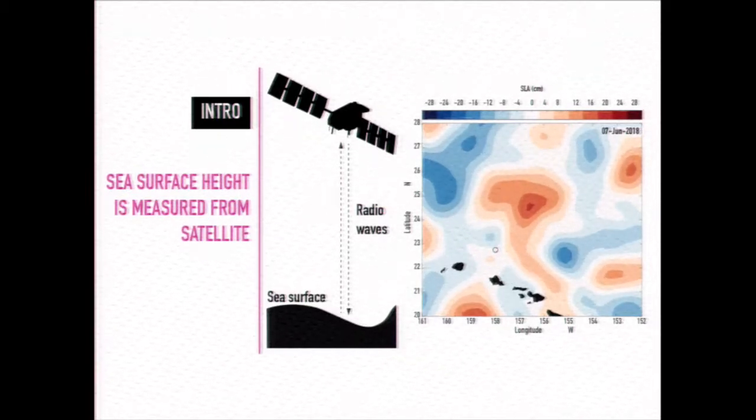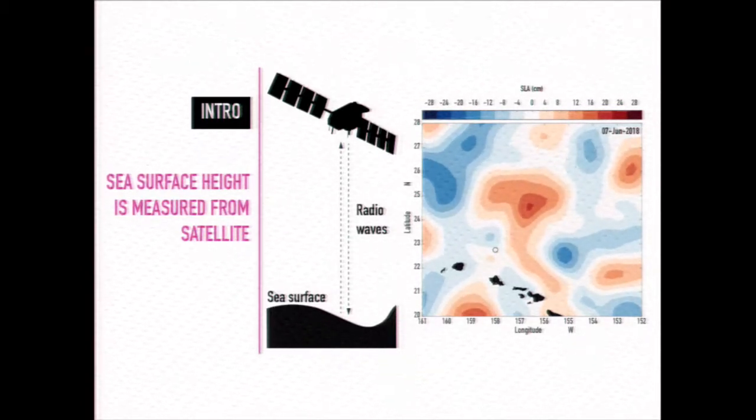The important part of this is also that sea surface height can now easily be measured from satellite. Each of you can go and download these maps of global ocean sea surface height. In this case, we are talking about sea level anomaly, which is just the anomaly of this height over a certain time period.